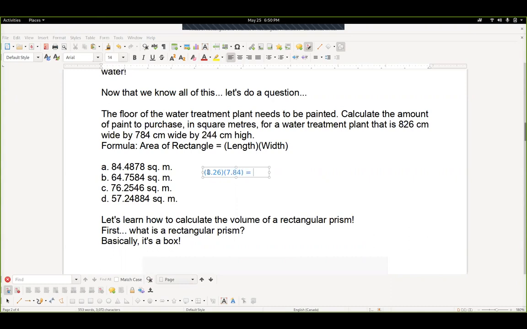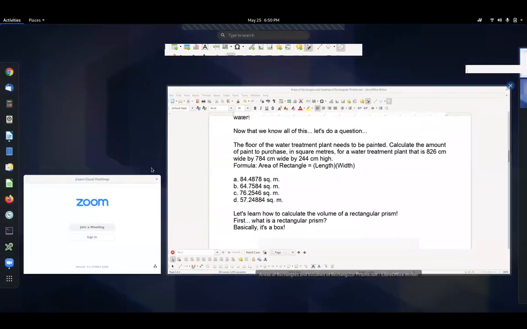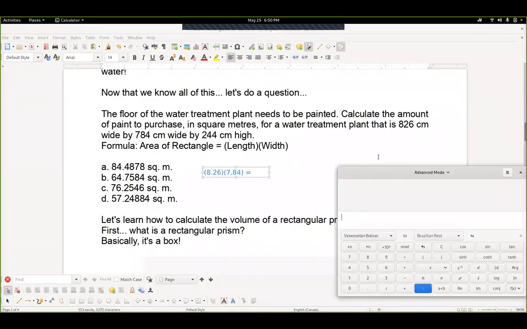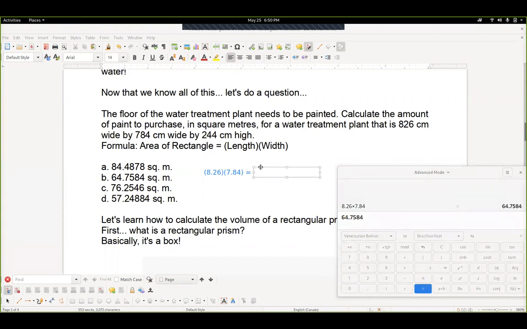And what do we get? Well, we multiply that with our calculator and we're going to get meters squared. But how many of them? So 8.26 times 7.84, and we get 64.7584. And that is square meters, 64.7584. And so that means that our answer is B.